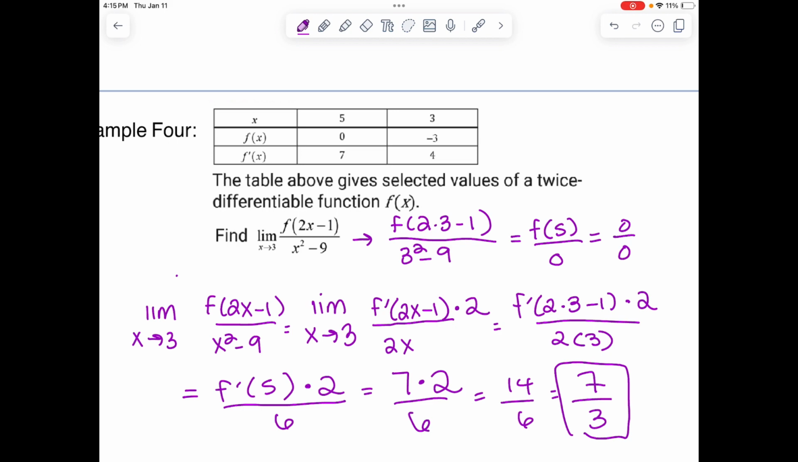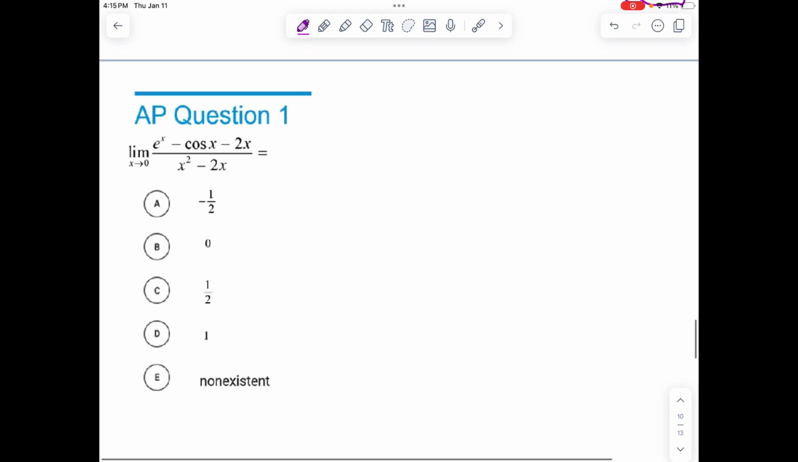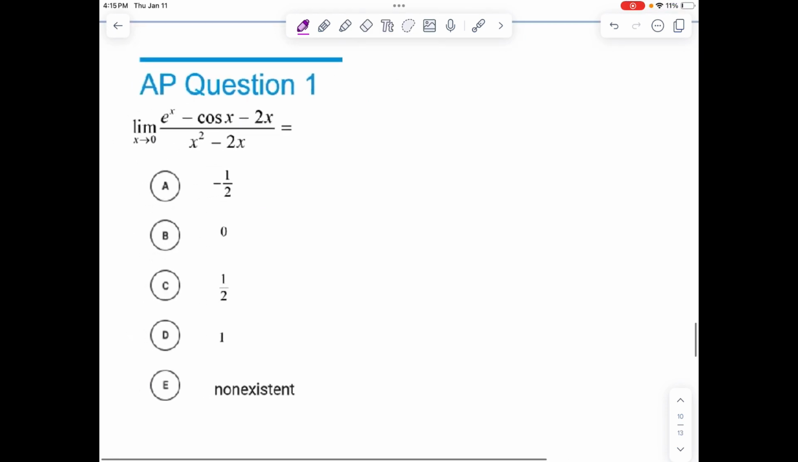Okay, we got 2 more. So this one is an AP question from a test. It is an FRQ question. If you were to plug in 0, that would be the first thing I would try to do, but we're not going to do it for the sake of time. You would get 0 over 0. So now I'm going to try to use L'Hopital's rule.